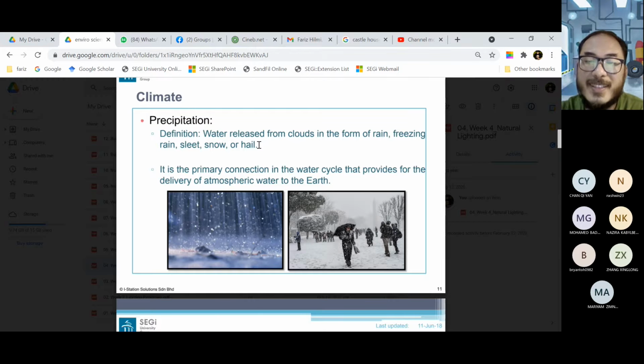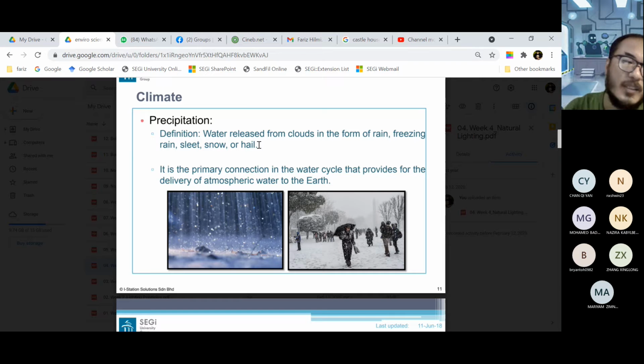Nobody knows hail? Hail is actually raining ice. You will receive ice, very tiny ice cubes. In Malaysia, in Malay, it is called hujan batu. But in English, it's like a small ice, about this size.